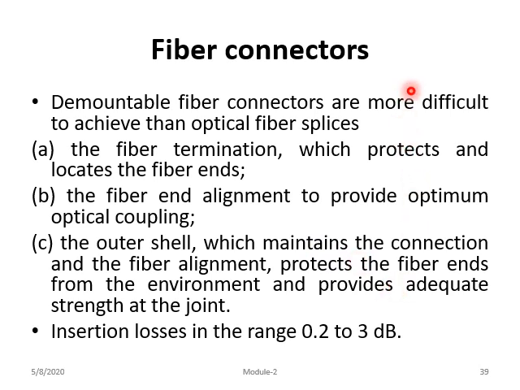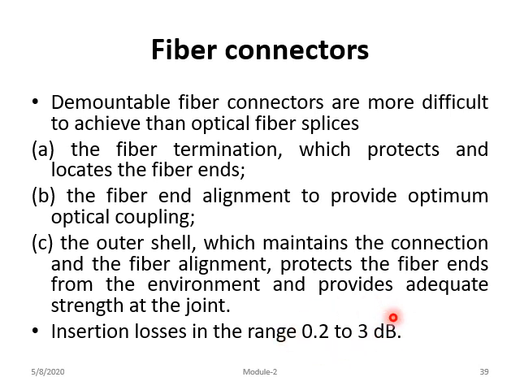Next topic we are going to see is fiber connectors. One fiber end needs to be connected with another end. This is more difficult to achieve with fiber connector methods compared to splicing, because of the fiber termination, which protects and locates the fiber end, and the fiber end alignment to provide optimum optical coupling. The outer shell maintains the optical connection and fiber alignment, protects the fiber end from the environment, and provides adequate strength at the joint.